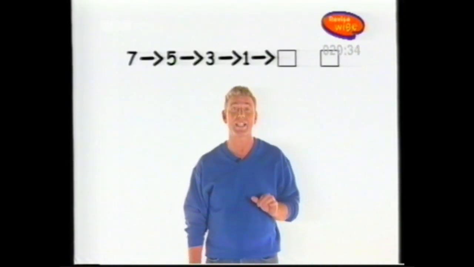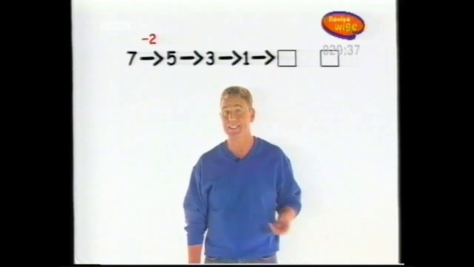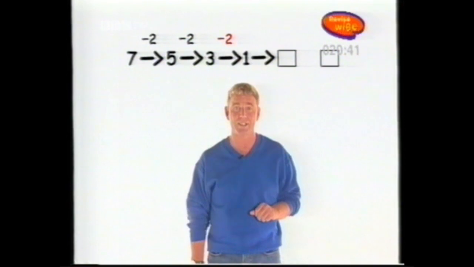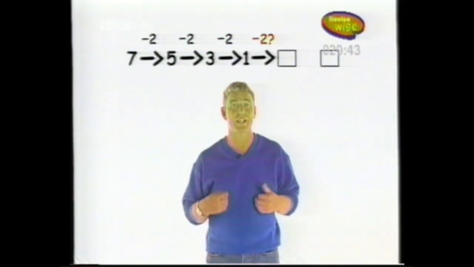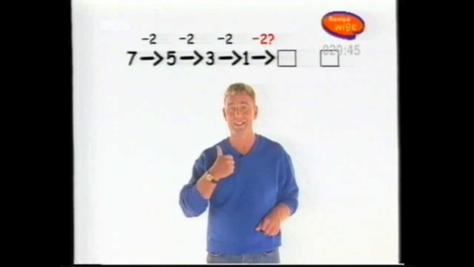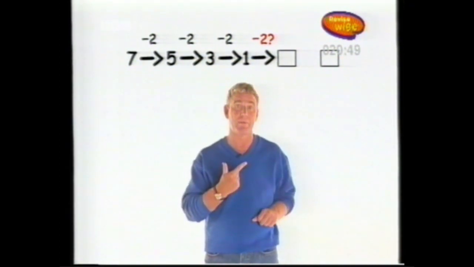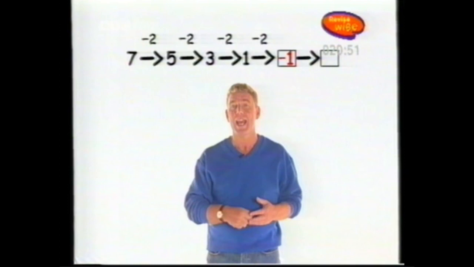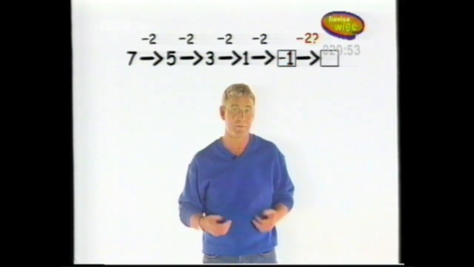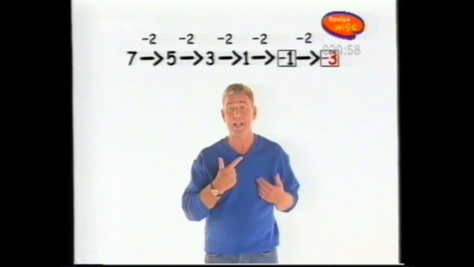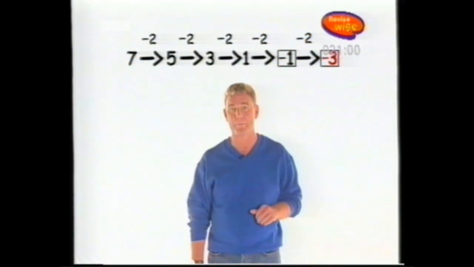The rule is that we're subtracting 2 each time, which is fairly simple until we get to the number 1. Then what happens when we subtract 2? Subtract 2 from 1 is 0 minus 1. So the first missing number is minus 1. And if you subtract another 2, minus 2, minus 3. So minus 3 is the next missing number.